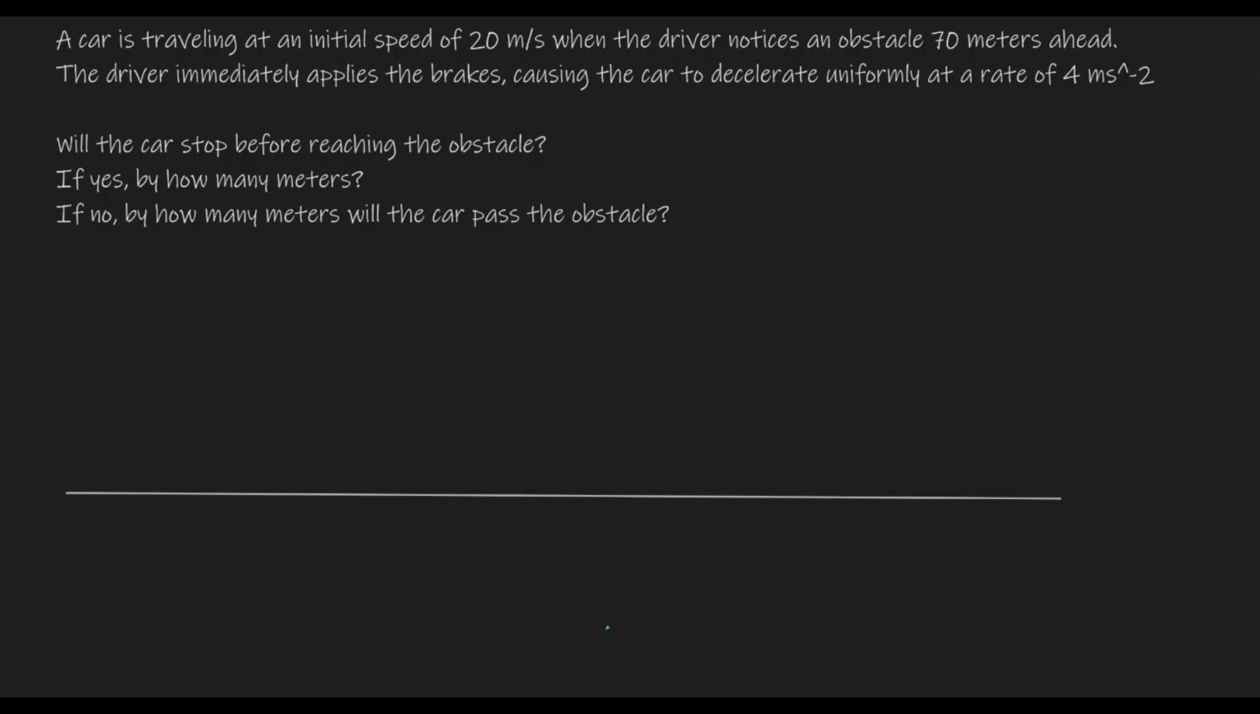So the first thing we do is draw a diagram of what's happening. First, let's draw the car. I'll represent it by this box over here, and we'll draw an arrow to indicate it's traveling in this direction at 20 meters per second. Next, let's draw the obstacle, again represented by this box over here. And now the distance from the car to the obstacle, this distance, is 70 meters.